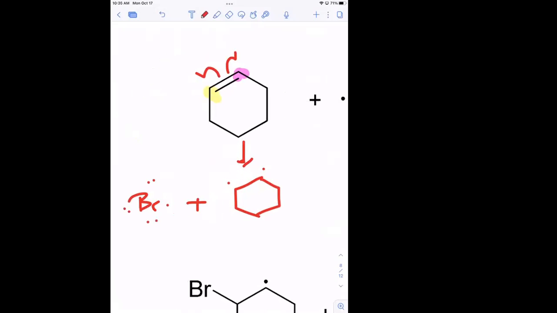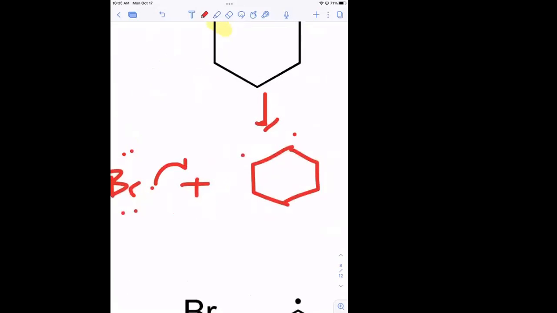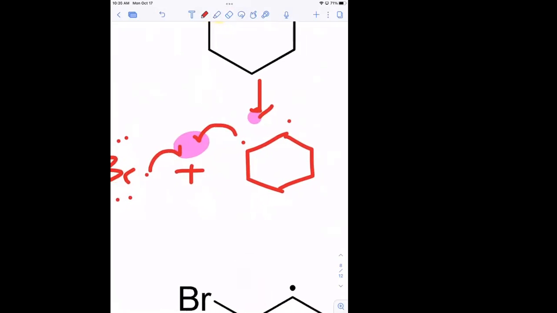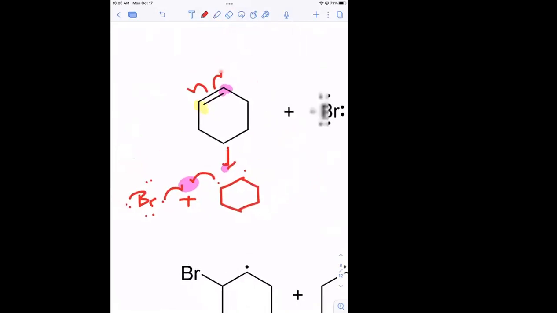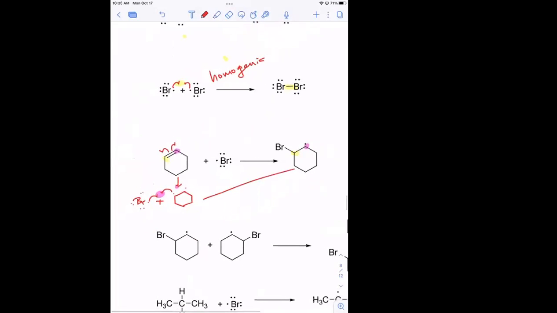All right, I'm going to take that radical and react it with bromine like that. Notice I'm just drawing those two arrows coming together. What that means is that those two electrons are going to be shared between those two atoms. All right, questions, anything? And that's how I'm able to get you here.